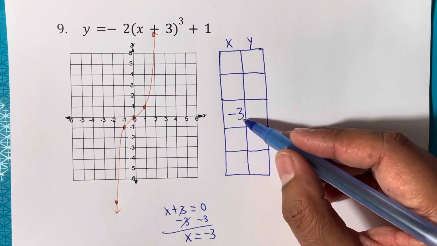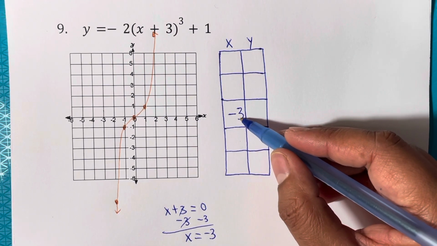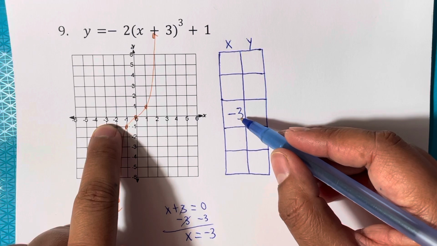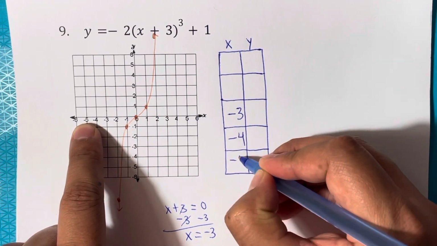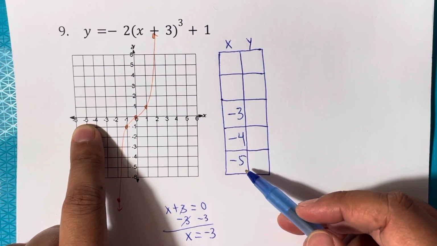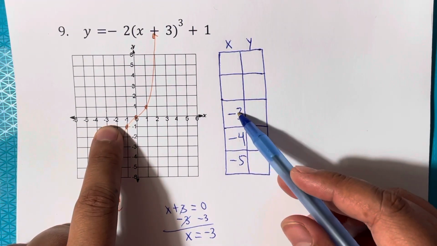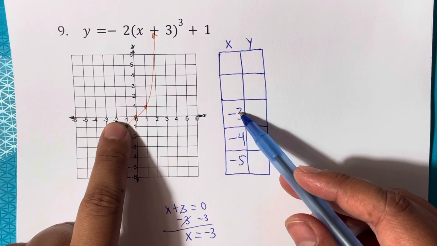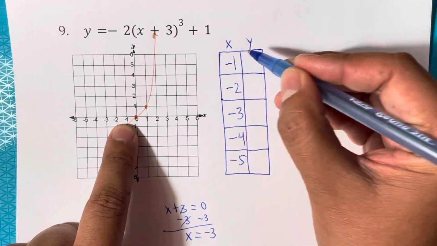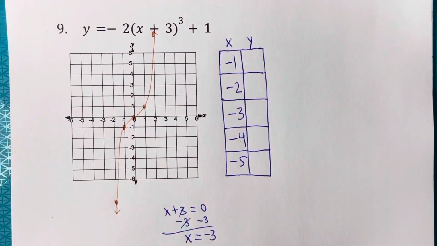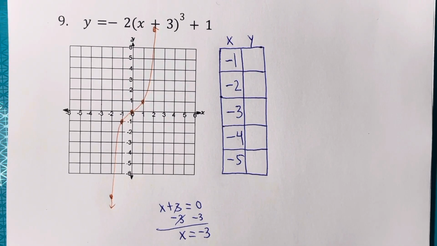So negative 3 is right there. What comes before that? Negative 4 and negative 5. So those are the values that you're going to choose here. Go back to the negative 3. What goes after negative 3? Well, it's negative 2 and negative 1. Okay, keep them in order to make it easier for you. And that's how you choose your values for x.